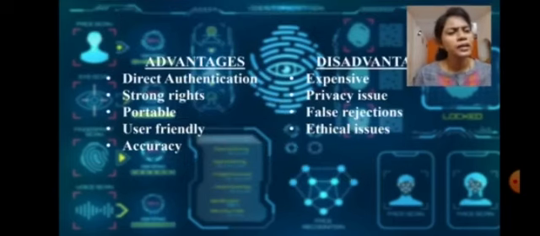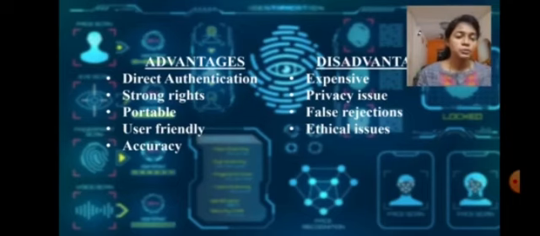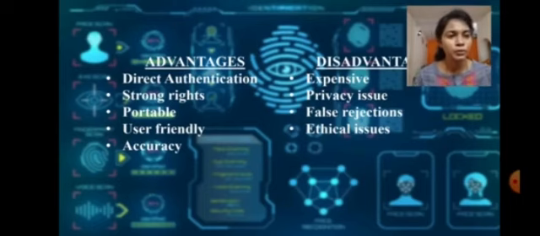So what are the advantages and disadvantages of using a biometric technique? The biometric technique is a direct authentication, which means it gives a direct authorization. If you are the original user or the original individual, it gives you direct authentication to perform any kind of task, and it has a strong right to access, which means the particular credentials given to that respective individual are authorized through the biometric system. It's very portable and very user friendly, and the accuracy level is very good when compared to most of the other identification systems.